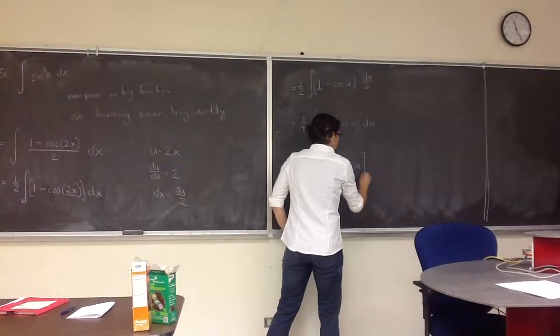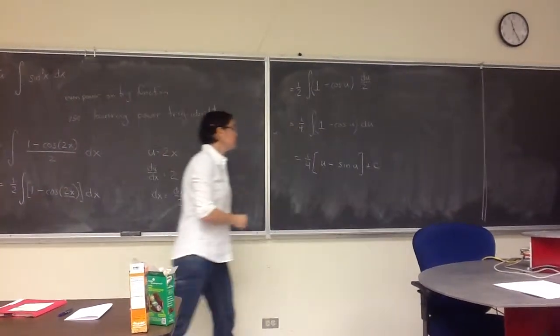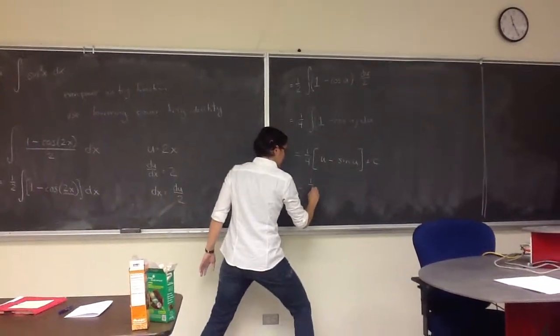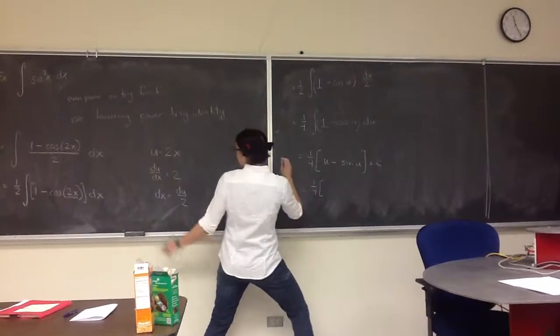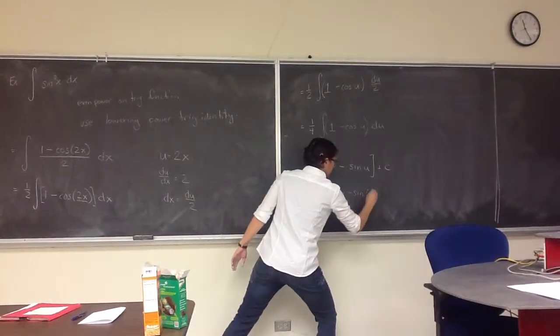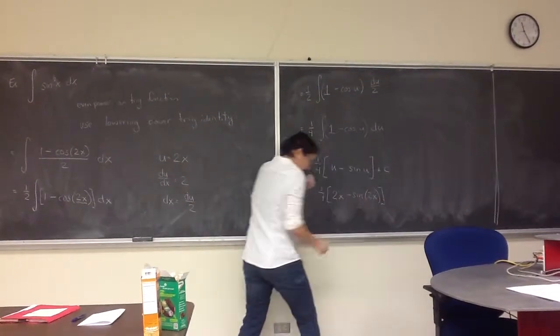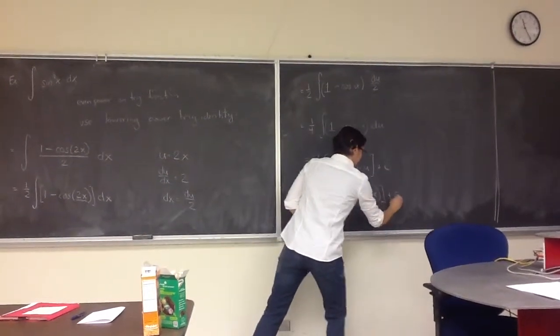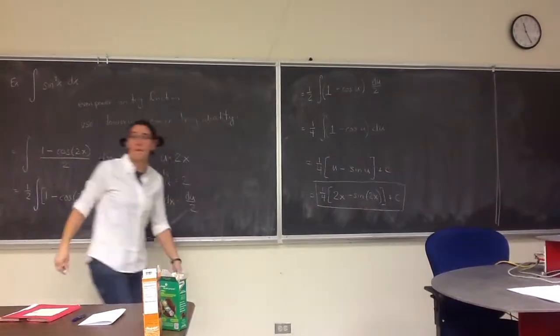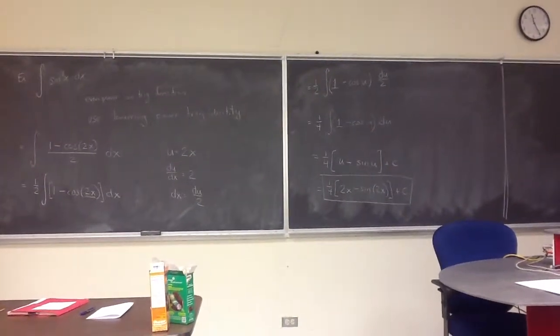Now we have a plus c at the end. Okay, so final answer is 1/4 times u, which is 2x, so 1/4 times 2x minus sine of 2x, plus c. Alright, are there any questions about that?